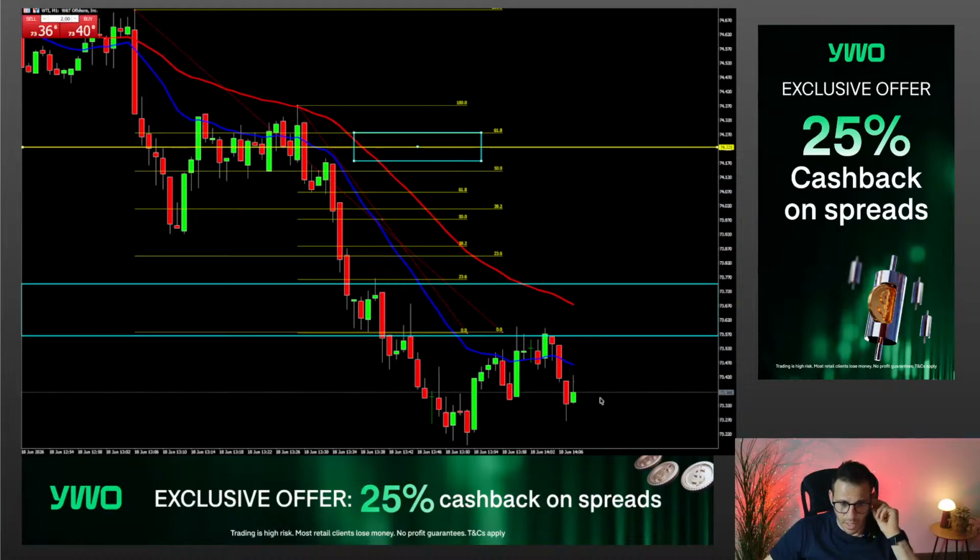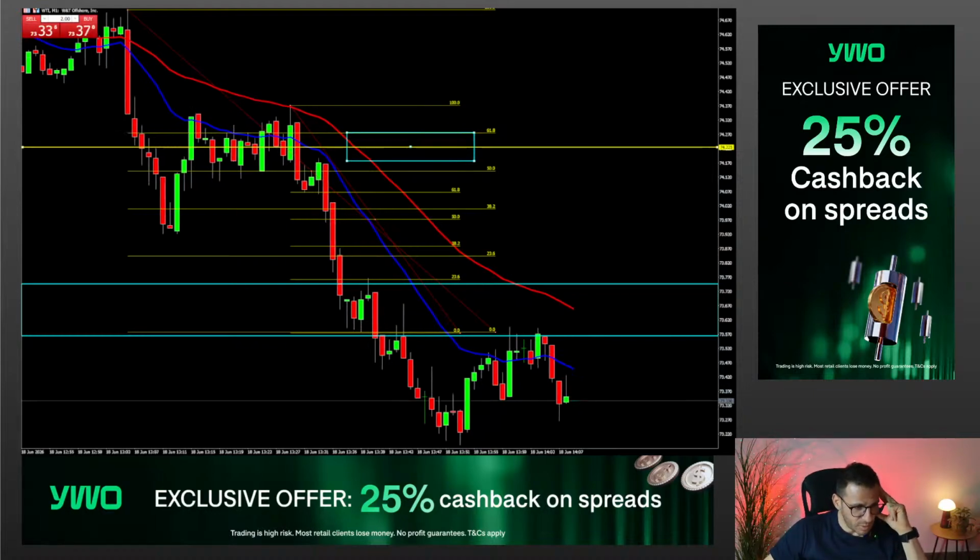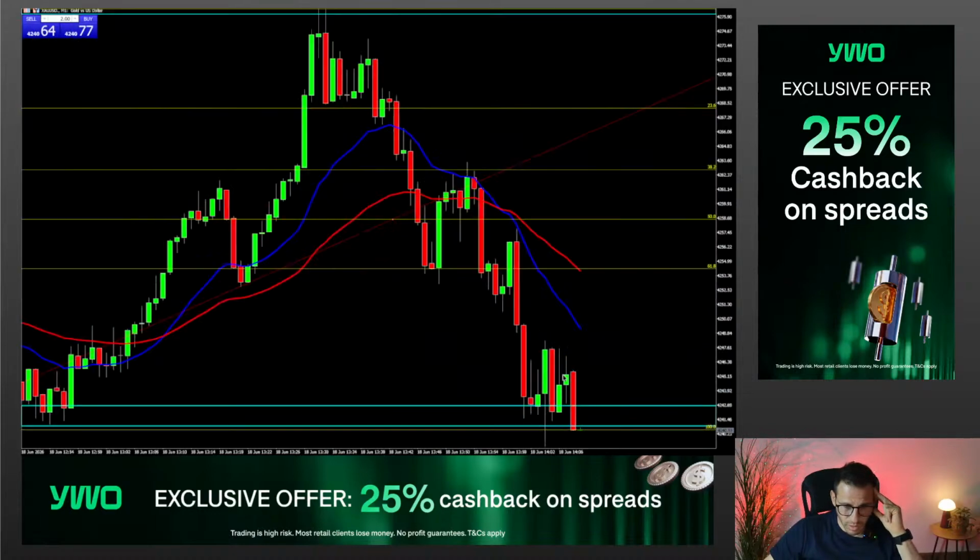And this is what is going to help. It's going to help our plan a lot if we see some push to the upside here on the WTI. What's going on with the gold?